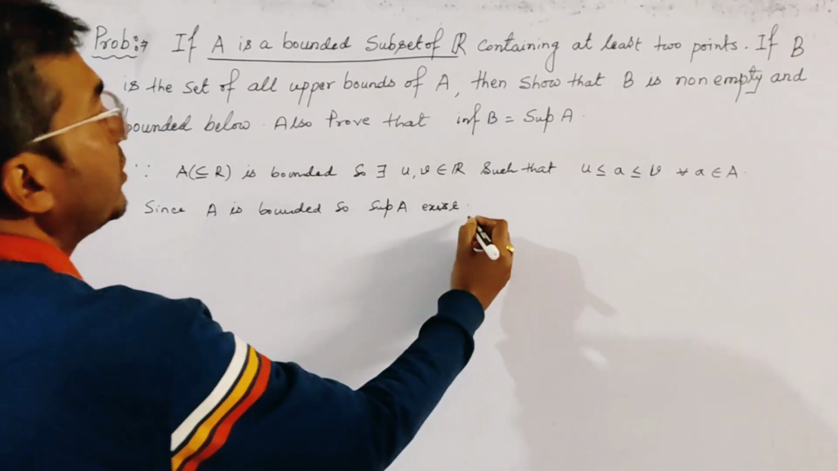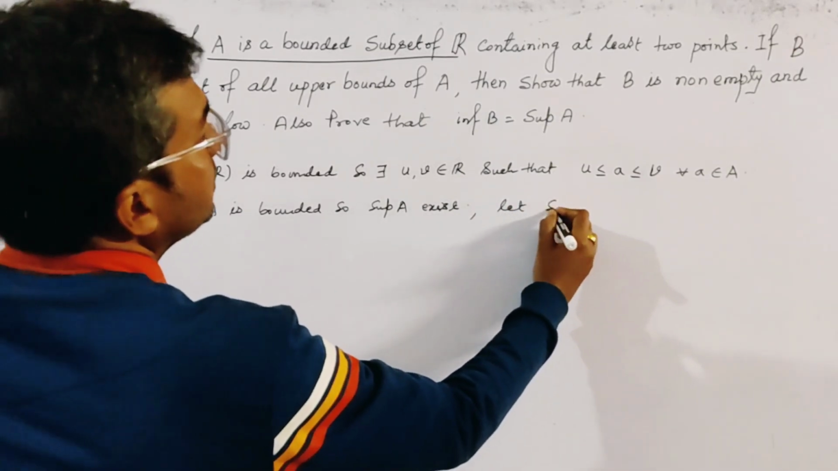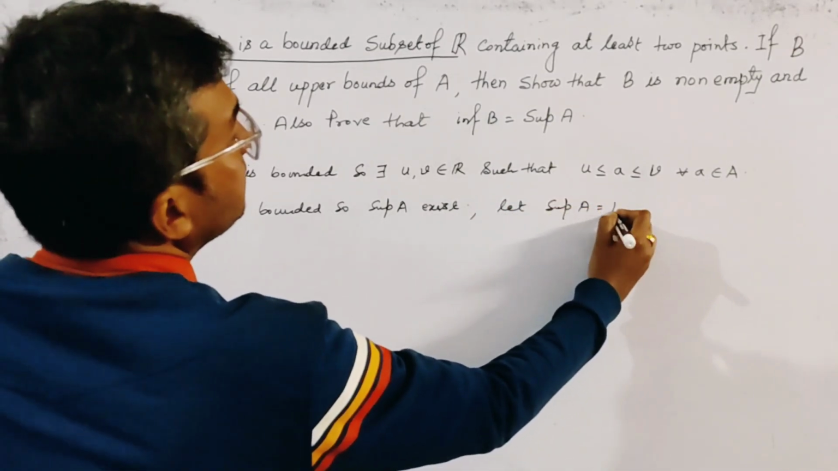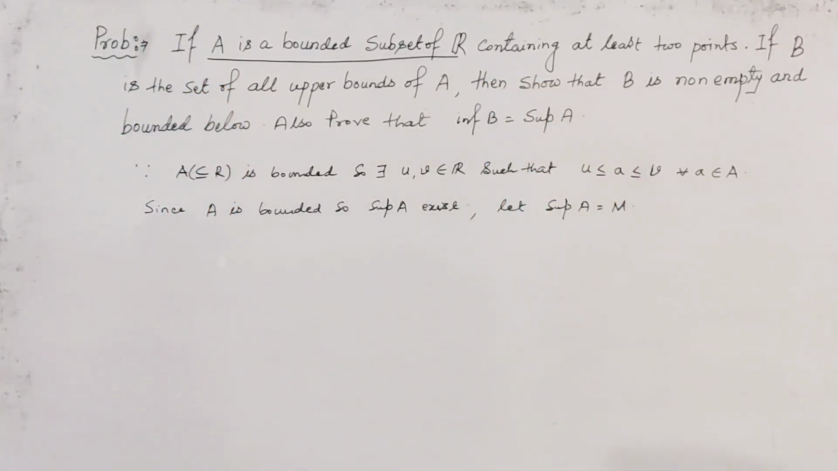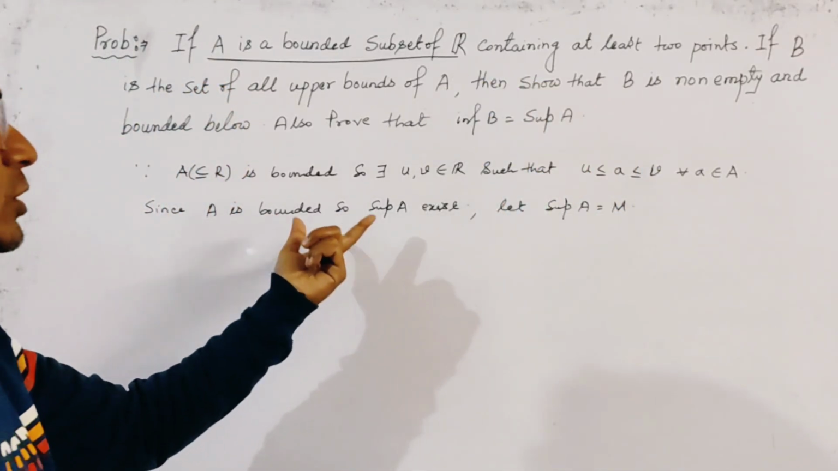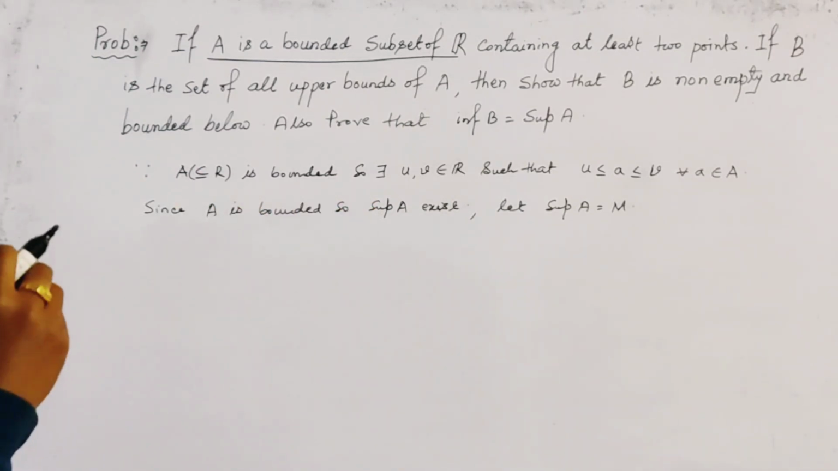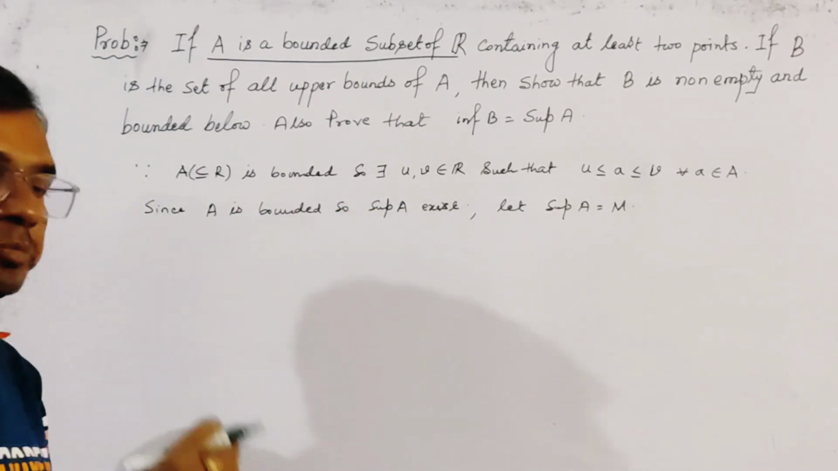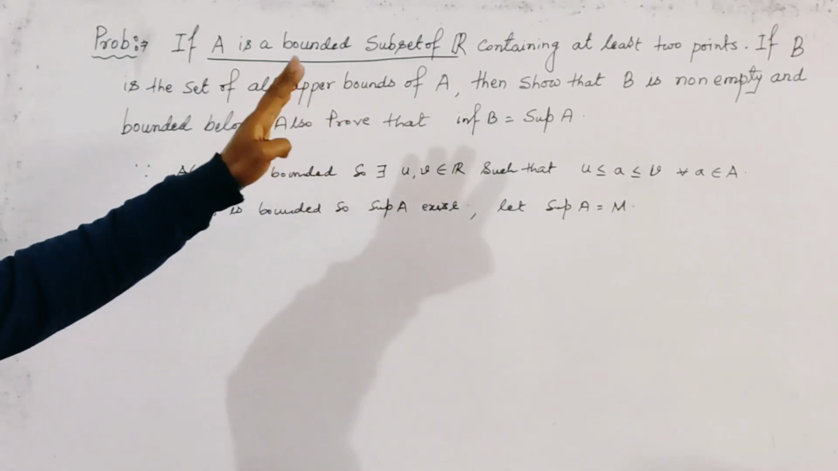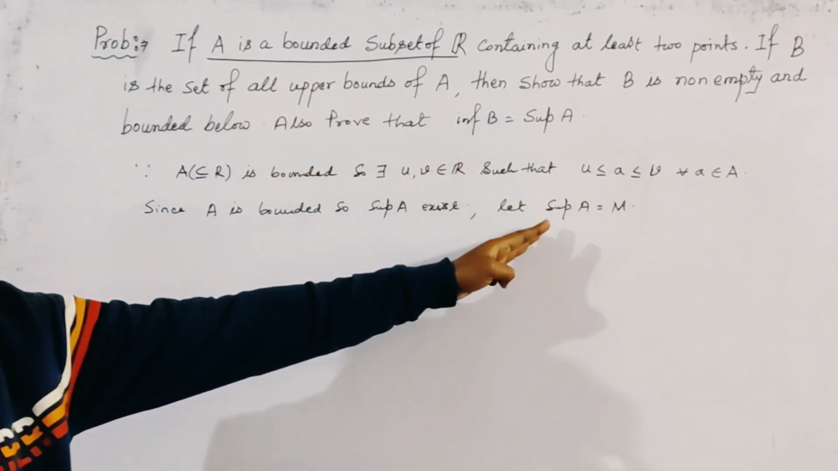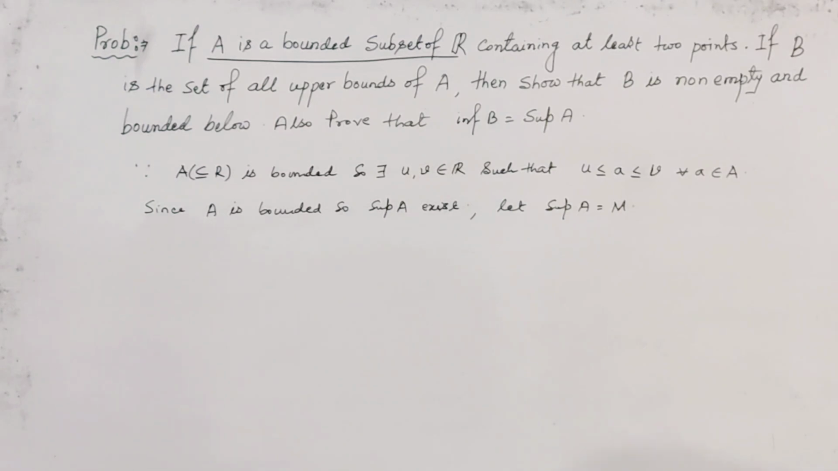Okay, let supremum of A be equal to capital M. This is the property of bounded sets: a bounded set has a supremum, and also an infimum. Here we require only the supremum, so we let supremum of A equal capital M.